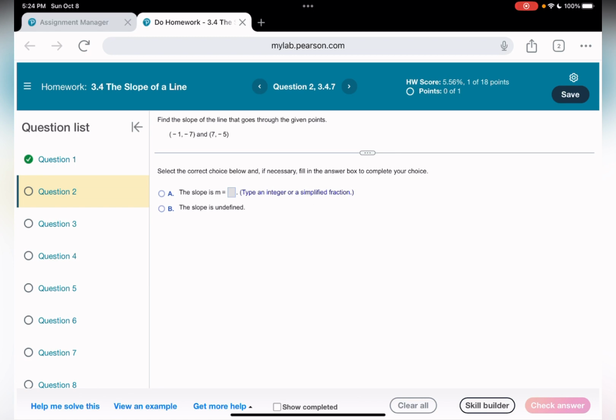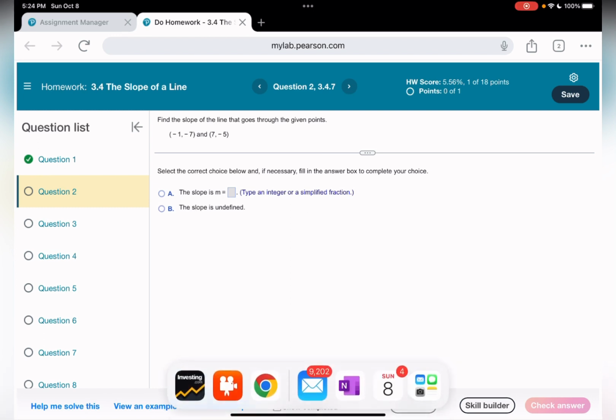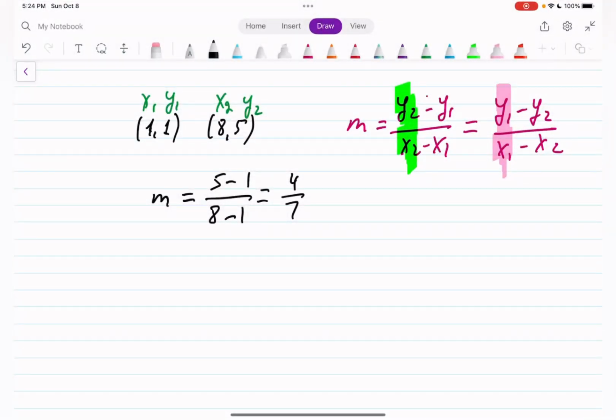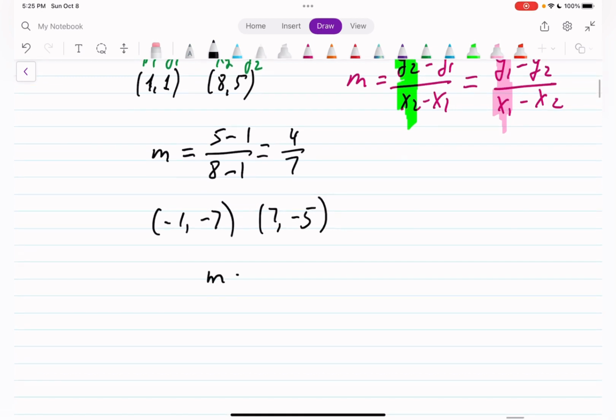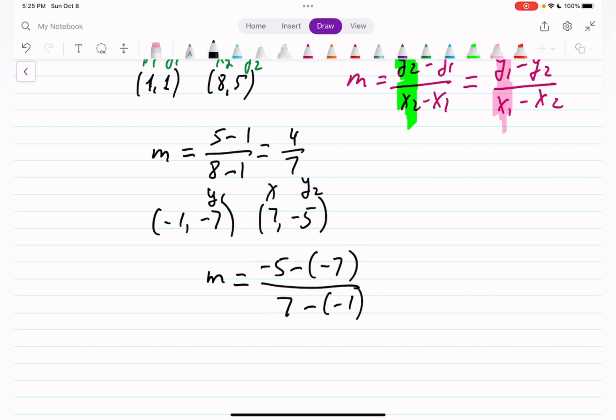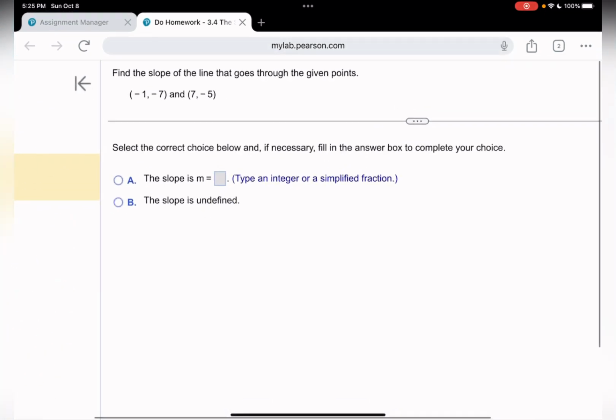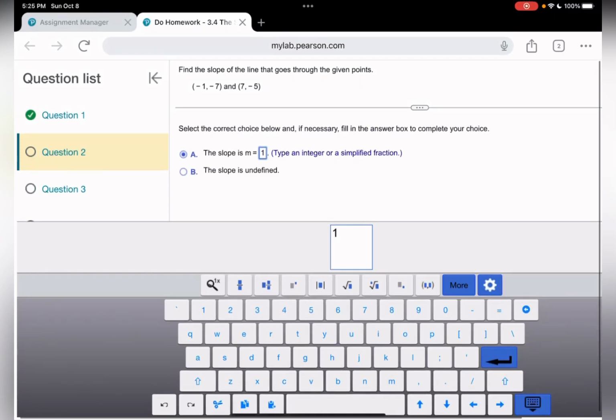Okay, next question. What do we have? Same thing. Y2 is negative 5. The points are (-1, -7) and (7, -5). So m is equal to negative 5 minus negative 7, because this is y2, this is y1, over 7 minus negative 1, x2, x1. And that is equal to negative 5 plus 7 over 7 plus 1. So 2 over 8, which makes 1 over 4.